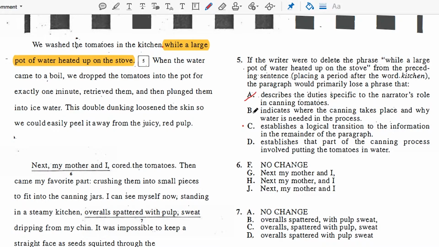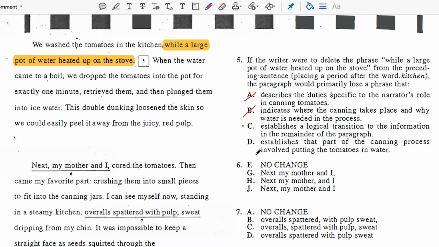B, indicate where the canning takes place and why water is needed in the process. Well, this paragraph does say why water is needed. It says to loosen the skin, but this phrase doesn't have anything to do with that. That explanation comes farther down in the paragraph, and so that's the incorrect answer as well.